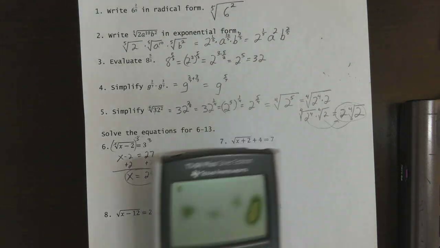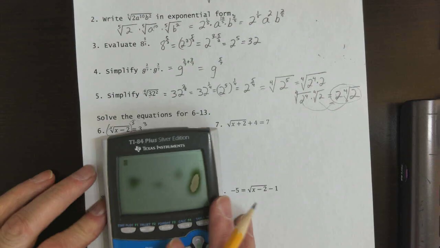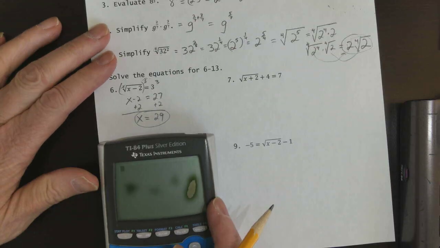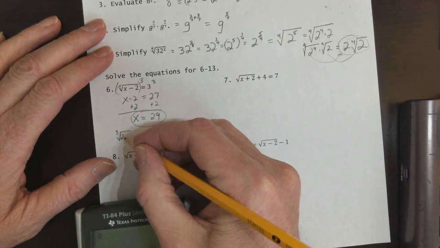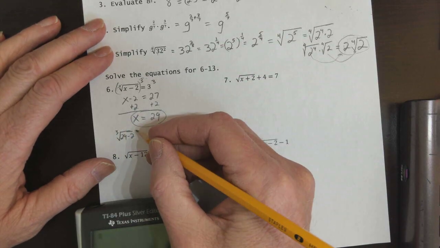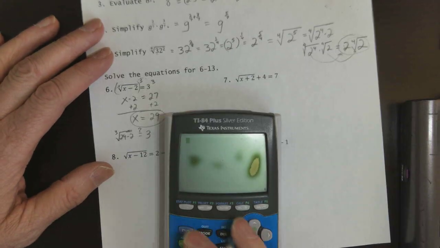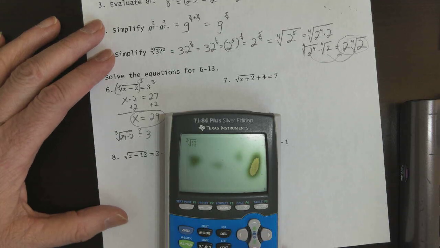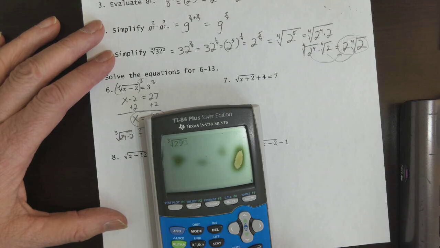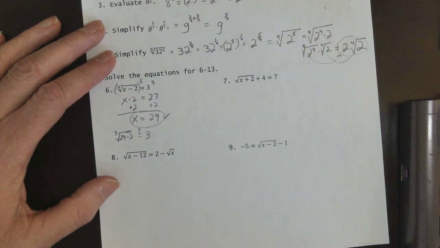Alright, sorry about that. I had my calculator buried under a pile of papers, so I'm going to check this. Okay, I'm going to take the cube root of 29 minus 2, and just see if that's going to equal 3. 29 minus 2 is 27, and the cube root is 3. Alright, so we'll check that one off.